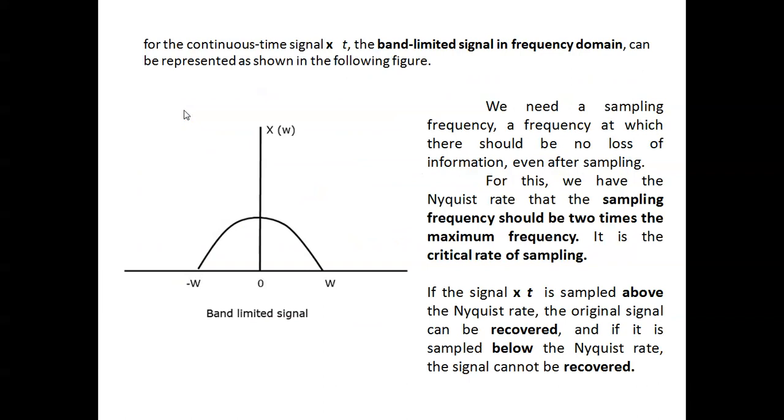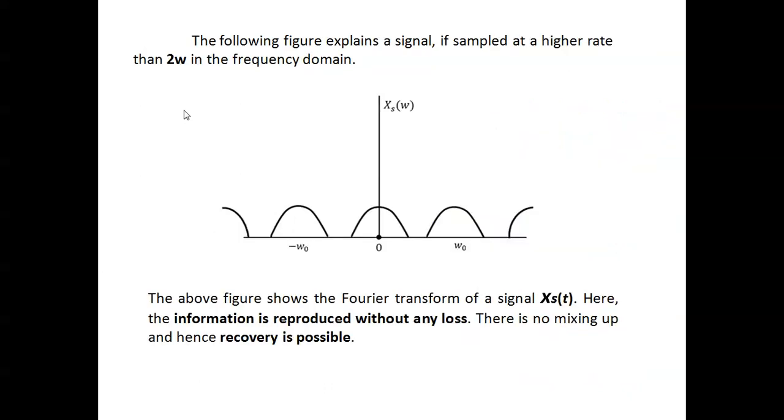Now we just consider a band. For sampling frequency, this is the basic band limited signal, from minus omega to plus omega, that is, minus and plus frequency, represented as W. So this is the basic band limited signal.